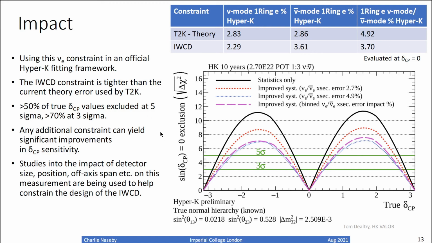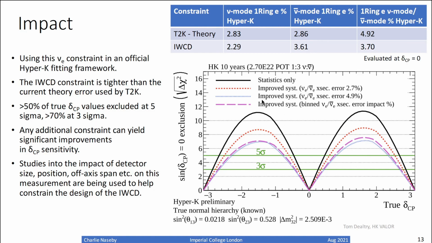Next, if we take this IWCD constraint and use it in a Hyper-K oscillation fitting framework, then we can investigate the impact on CP sensitivity. And that's what we can see in this plot. So this new purple dashed line is our sensitivity with this IWCD energy dependent cross-section. And you can see that we're able to do slightly better than the theory-only single parameter constraint in blue, but we're still a bit of a distance away from our goal uncertainty for Hyper-K in red.